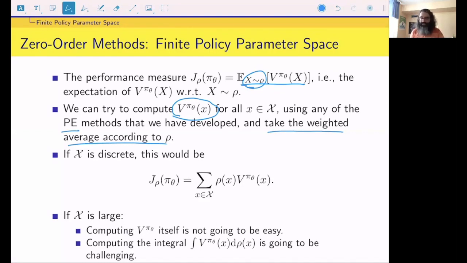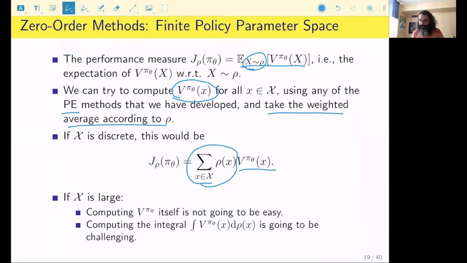So if the state space is discrete, then after computing v of pi theta for all x's using a policy evaluation method, I just take the weighted average of them, the summation. But the problem is that the computation of v of pi theta itself is not going to be easy if the state space is large.